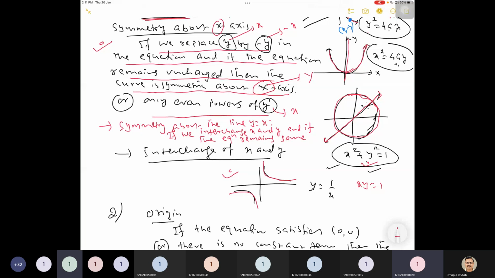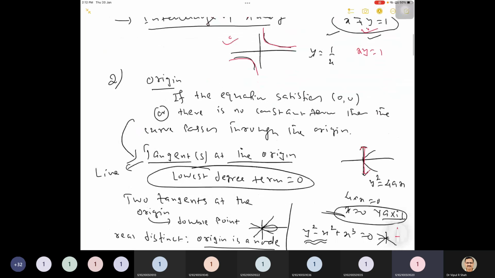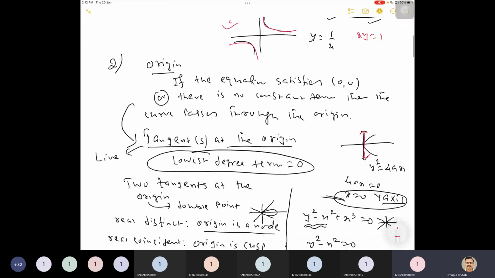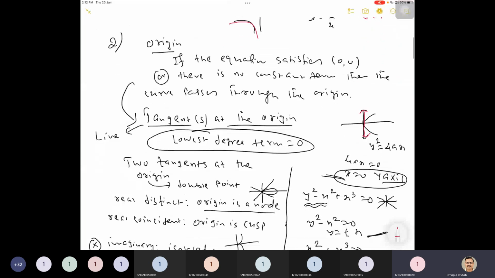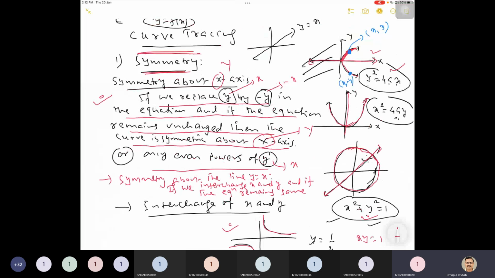Yes, sir. Okay, so in the example, if you discuss the symmetry part, you will get 1 mark. Next you need to discuss about the origin. Now, what does it mean? Origin means whether the curve passes through the origin or not. Like say this curve passes through the origin, parabola, while this curve does not pass through the origin, isn't it?